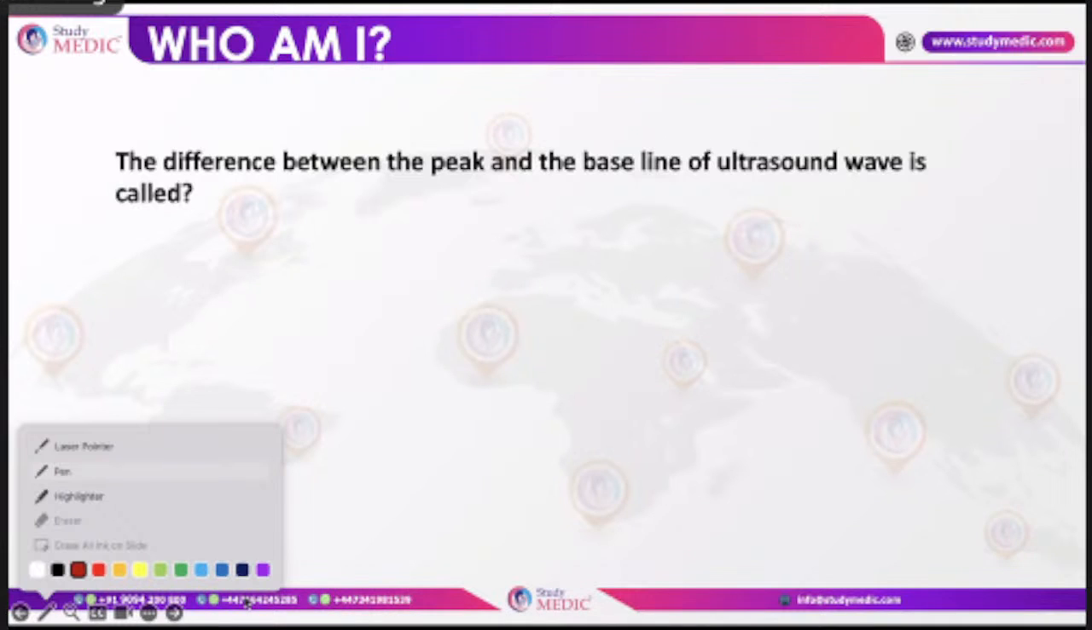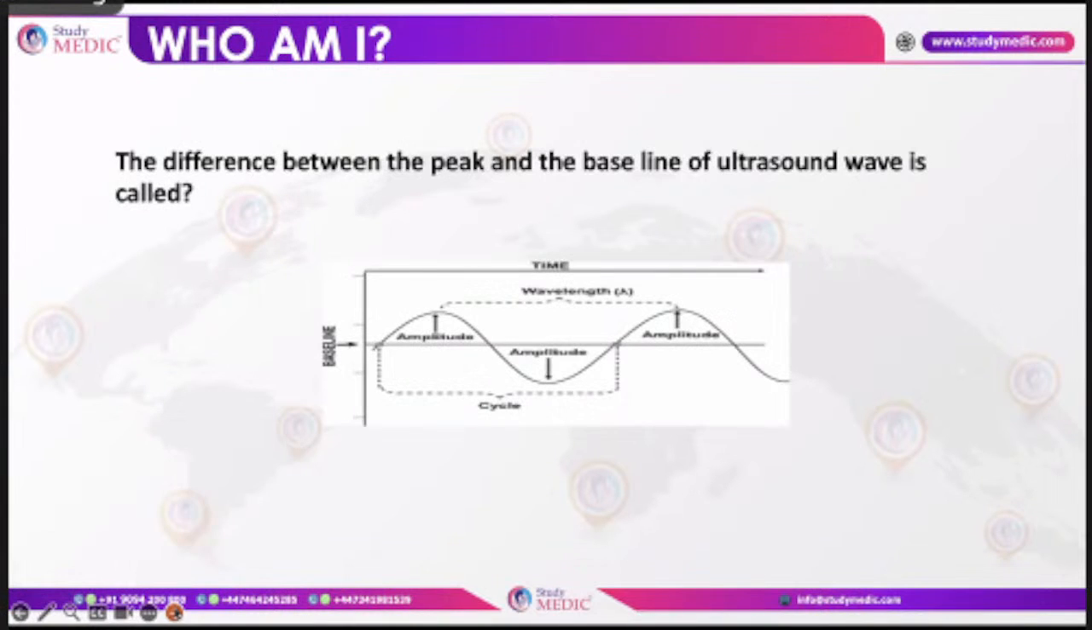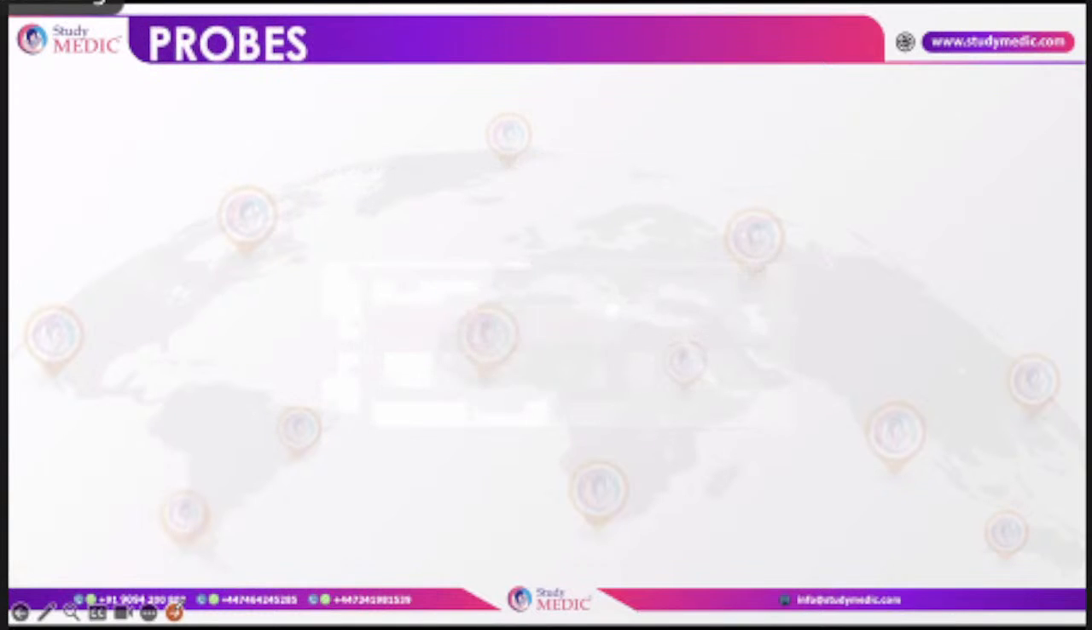Obviously, this is something probably more for the radiologists, but these questions are asked. That is the reason I have given this. I hope you are all answering. Obviously, the correct answer is amplitude. Fantastic, Yashaswini, well done. That is the correct answer. This is called amplitude.